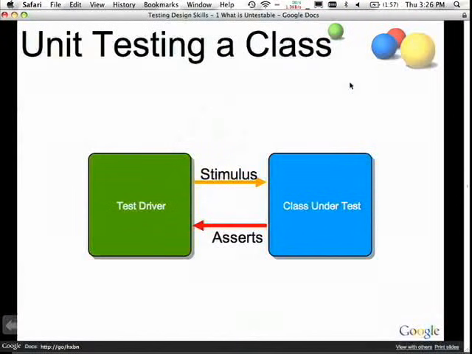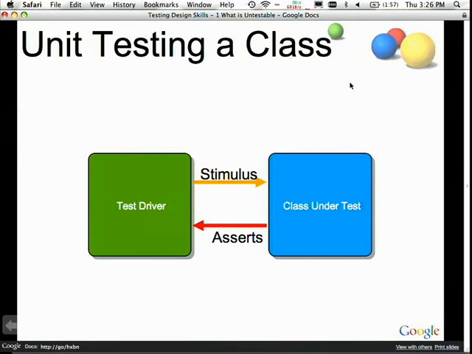I'm going to skip over this, and I'm going to come down to here. So, unit testing. We decided in here that unit testing is a good idea. So, you have a test driver, the JUnit, and you have class under test. And you apply some stimulus to the class under test. You call some methods on it. And then you assert that something expected happened.